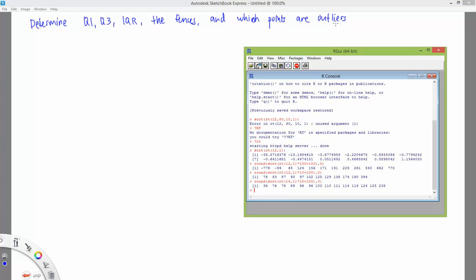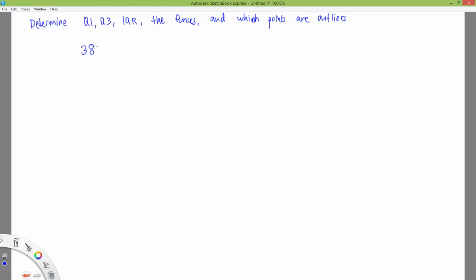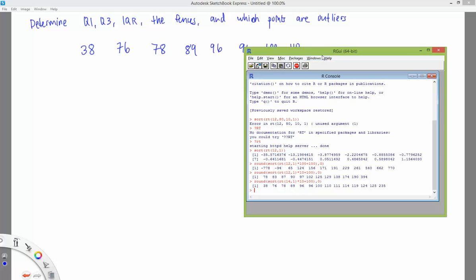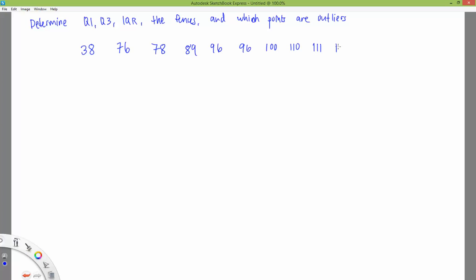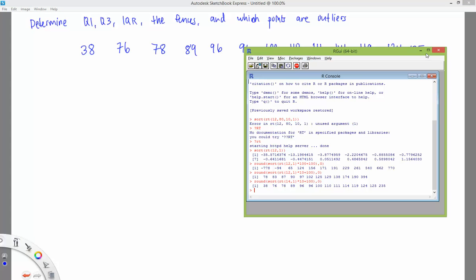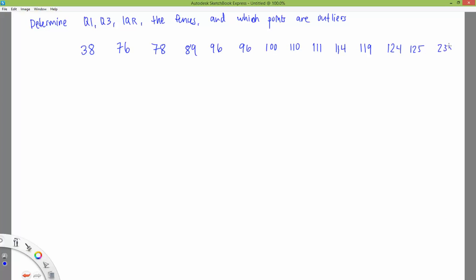All right, and I have 38. So these are already in order from least to greatest. So I think there's 1, 2, 3, 4, 5, 6, 7, 8, 9, 10, 11, 12, 13, 14 data points.